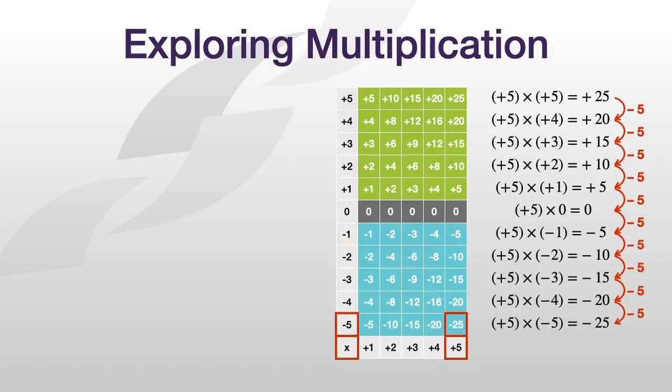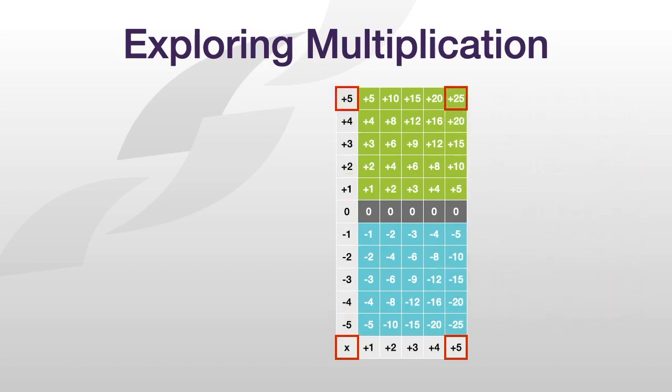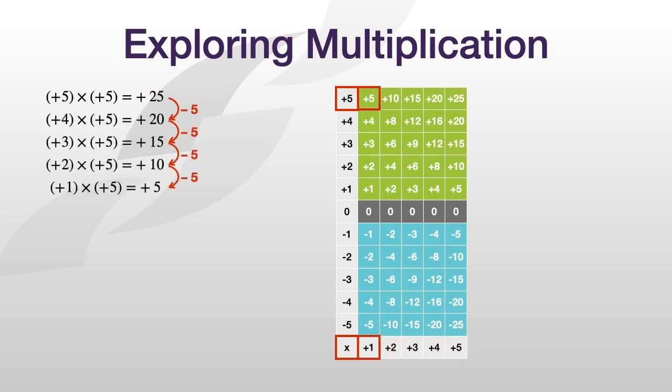What happens when we expand this table to the left? Again, we'll focus on one of several patterns, that in the top row. Starting at the right, positive 5 times positive 5 is positive 25. Once more, notice that the product decreases by 5 each time. This time, the first factor decreases by 1, while the second factor holds constant. This pattern extends to 0 times positive 5.